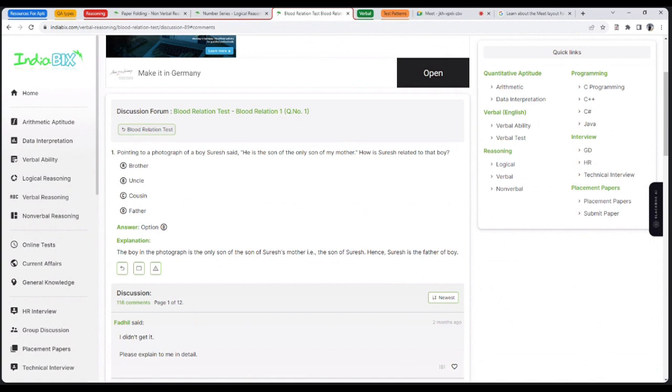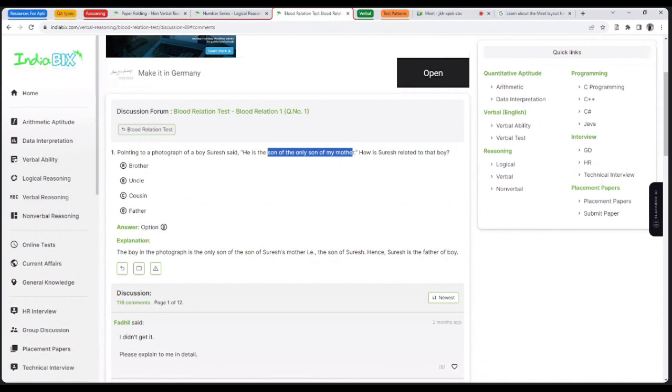So for example, the only son of the only son of my mother. That means he's like a brother. The son of my mother means it's a brother, right? So next, this is the brother and the son of that brother. That means Suresh is uncle to that boy. So that's how Suresh is related to that boy.